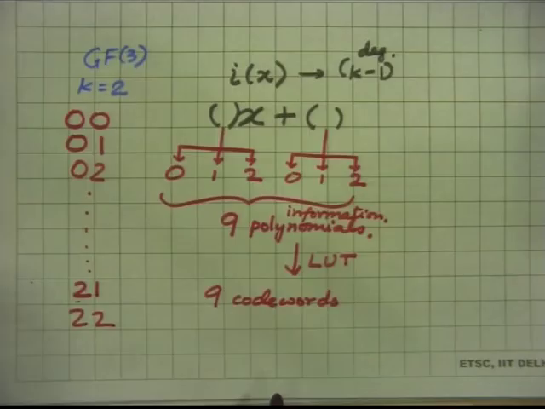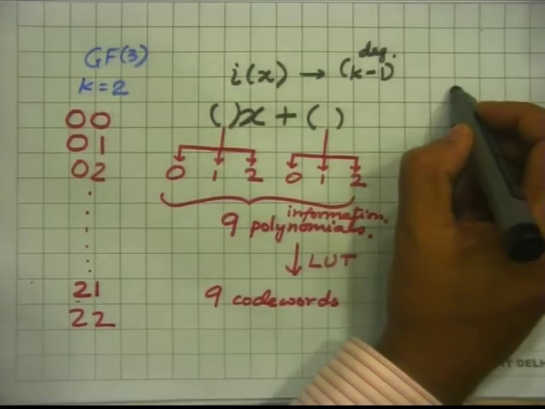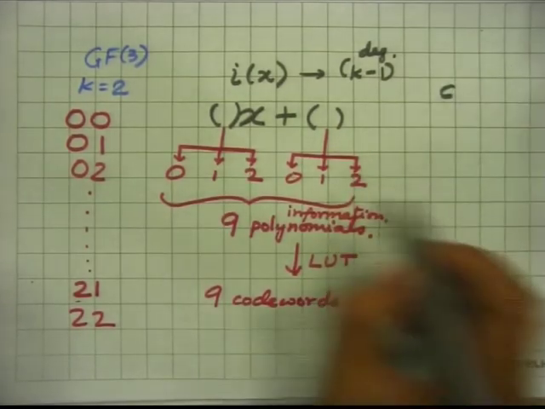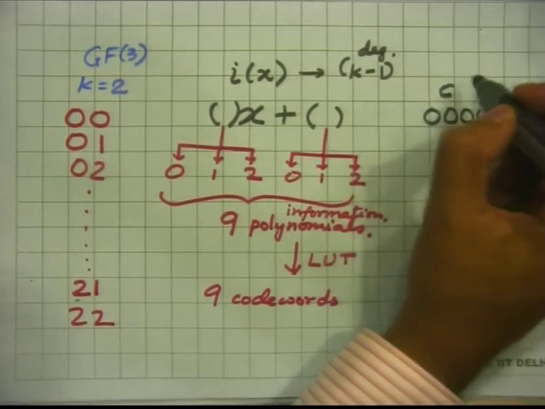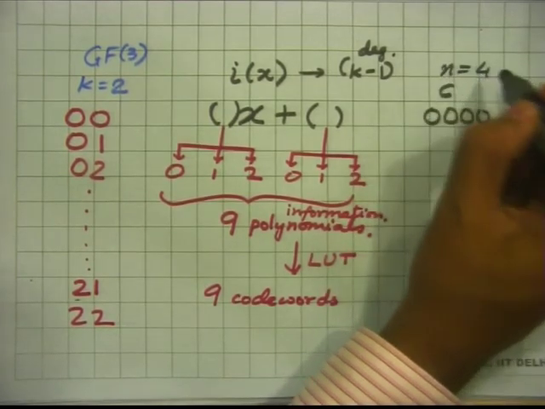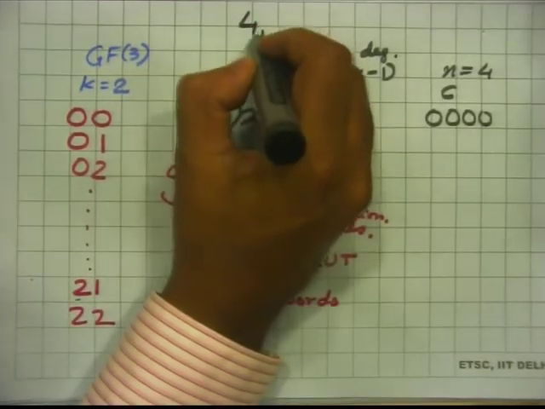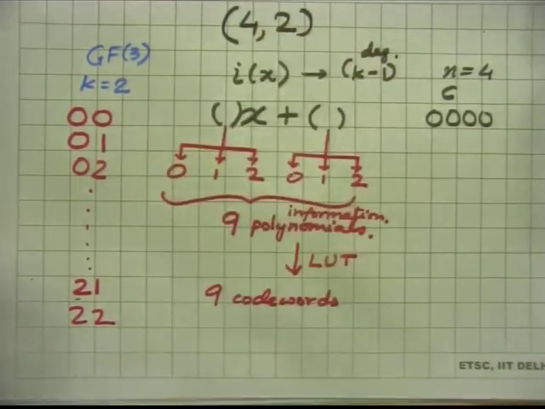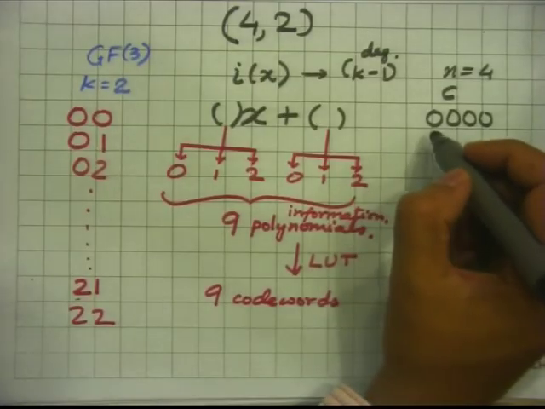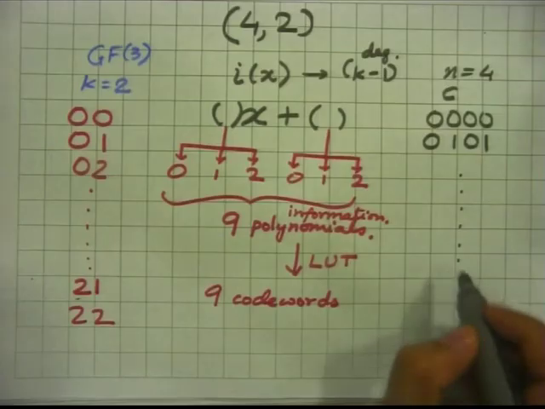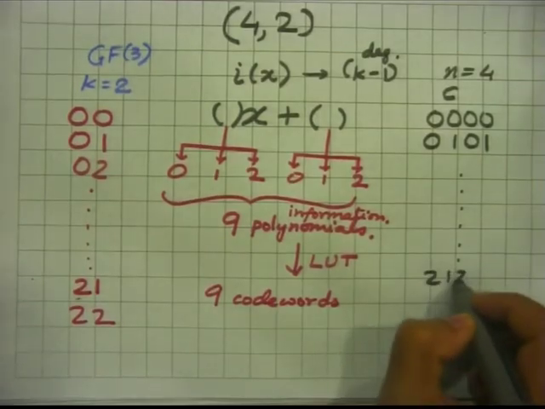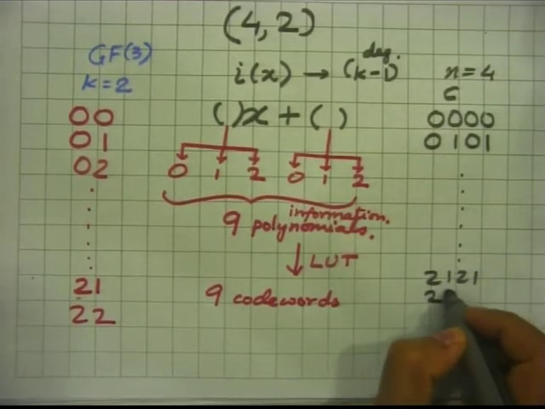And on the other hand, when we have the code words C, there we look at 0 0 0 0, because n is equal to 4, and we are looking at a 4, 2 cyclic code. So you get 0 1 0 1, and you go right up to 2 1 2 1 and 2 2 2 2.